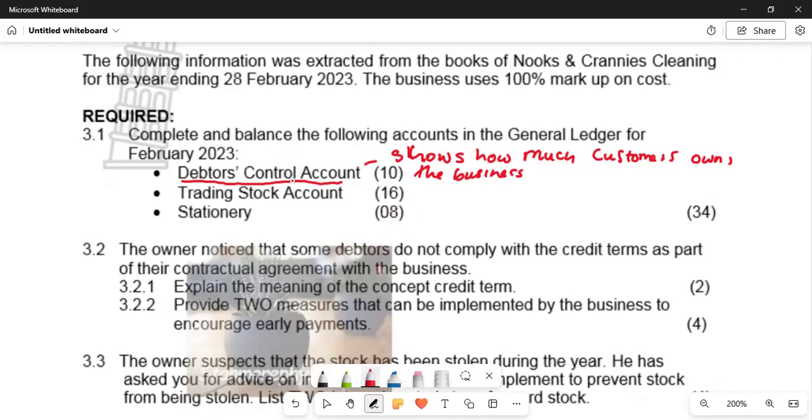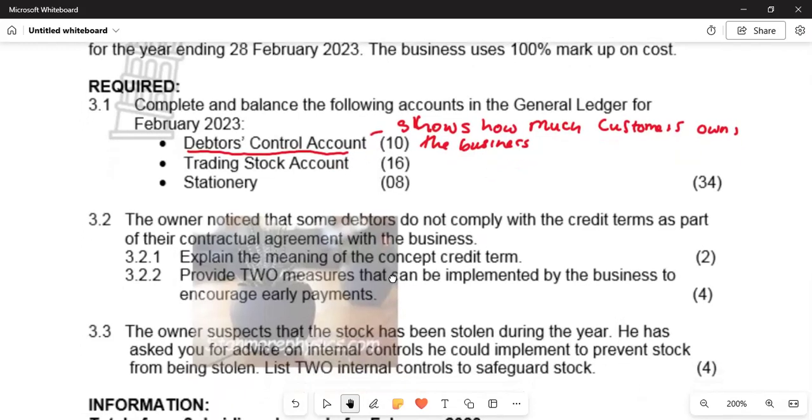On the debit side of our debtors control, the debit side increases what they owe. The credit side decreases what they owe. Hope we understand that point. So now we are to do the debtors control account. Let us go and see the information that we are given.